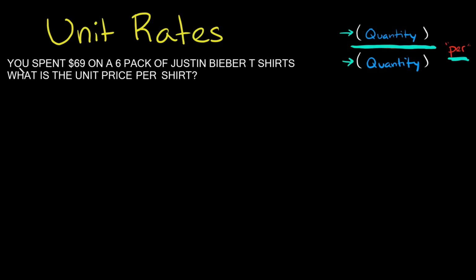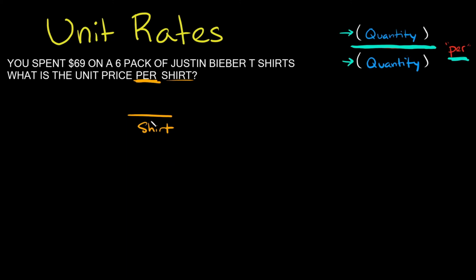Okay, so the problem says you spent $69 on a 6-pack of Justin Bieber t-shirts. And then the question asks, what is the unit price per shirt? Okay, so here's our key word again, right? Per shirt. Now, the easy way of solving these is basically, so we have our keyword here, right? Per, which again means your fraction bar. And then the word that comes after it, so shirt in this case, is what goes in the bottom.